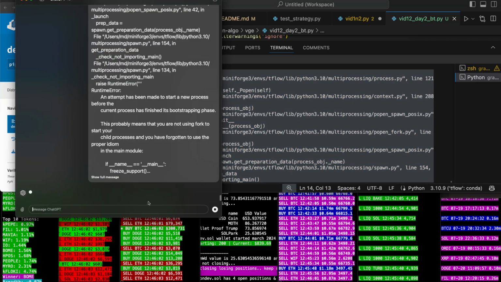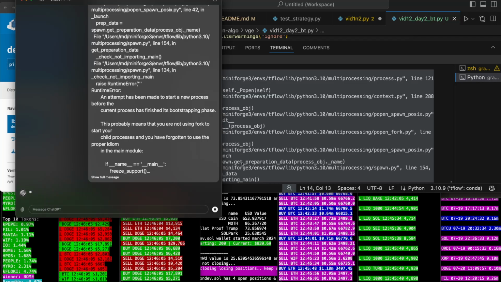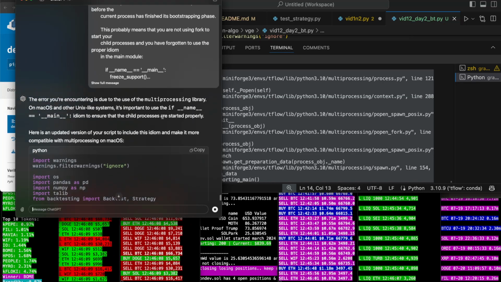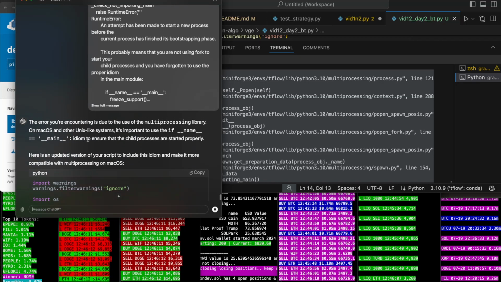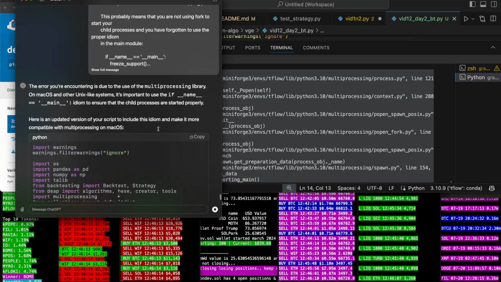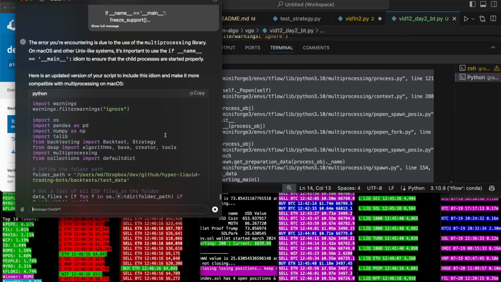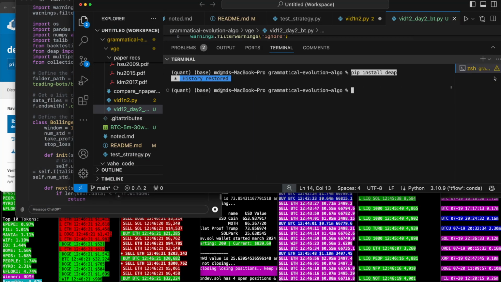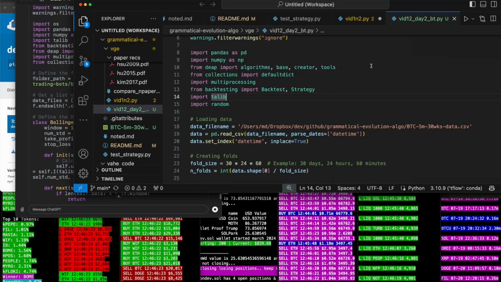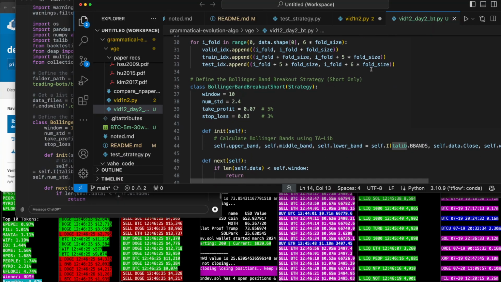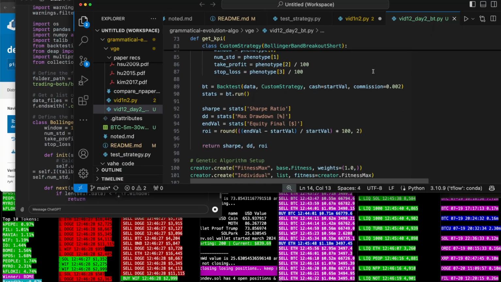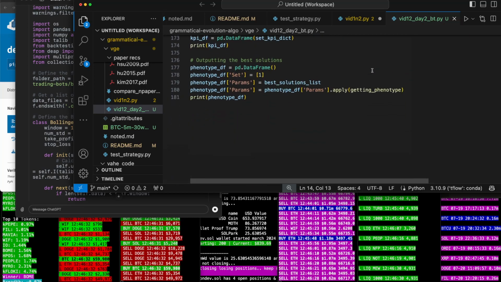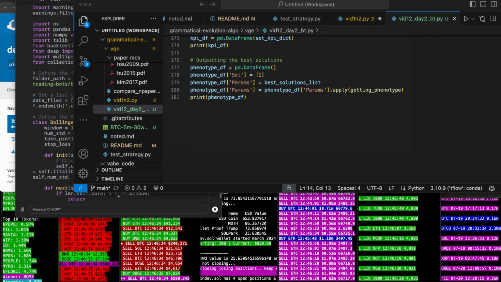All right, let's go ahead and run this. The error you're encountering is due to the multiprocessing library on Mac OS and others. It's important to use if name is main. Oh my god, I have to use name is main. I've got to use name as main, fellas. You know I don't like using name as main. It's intimidating to me, dude.